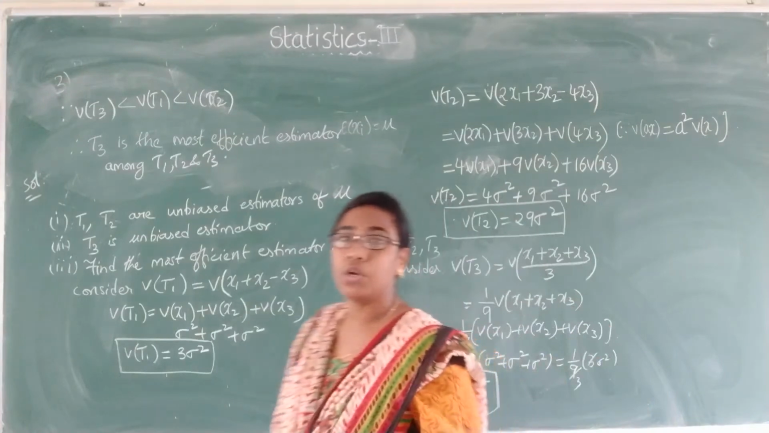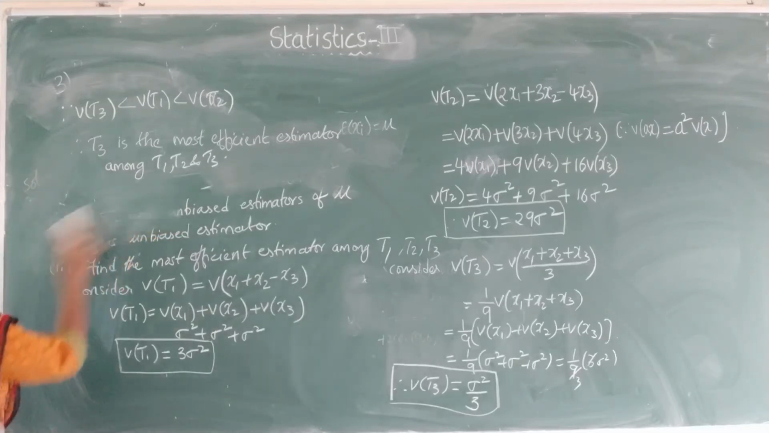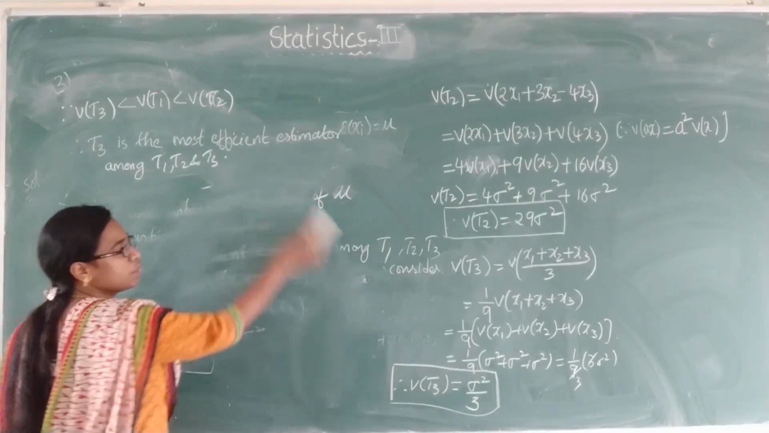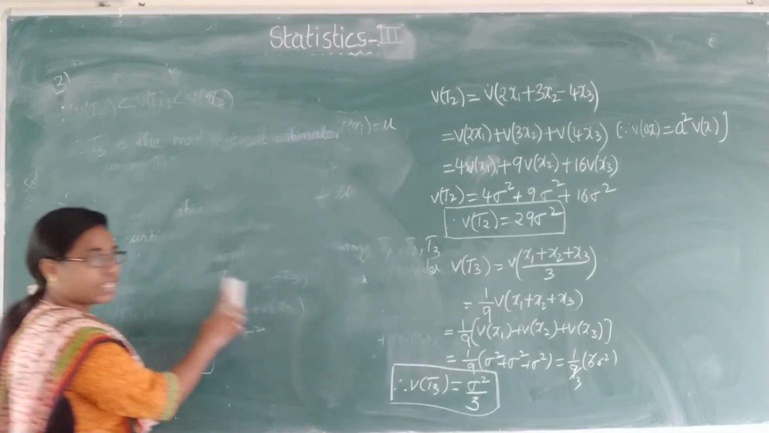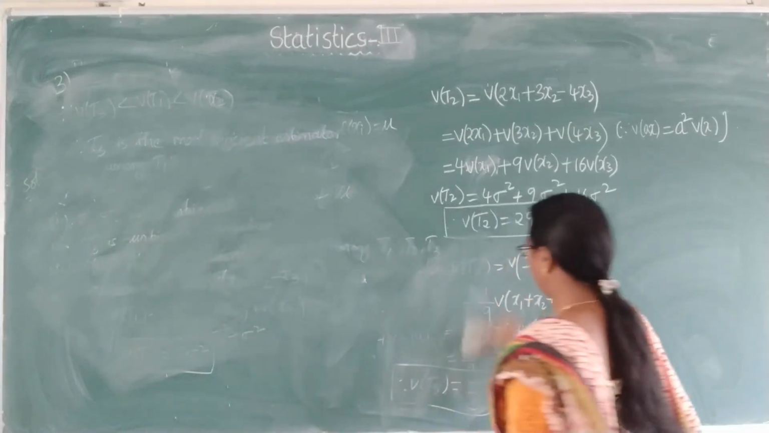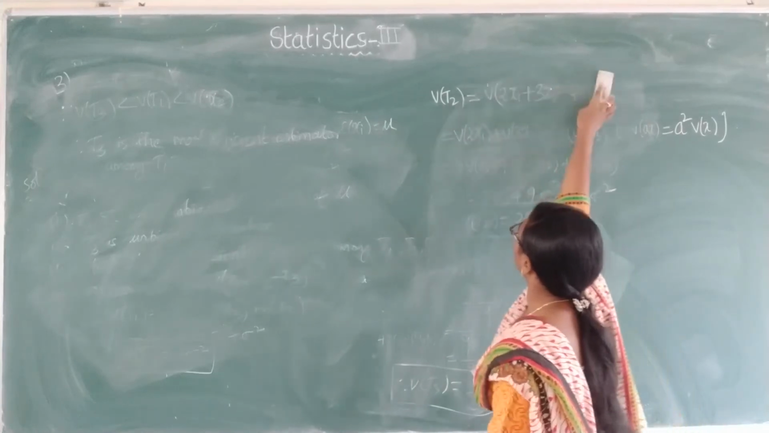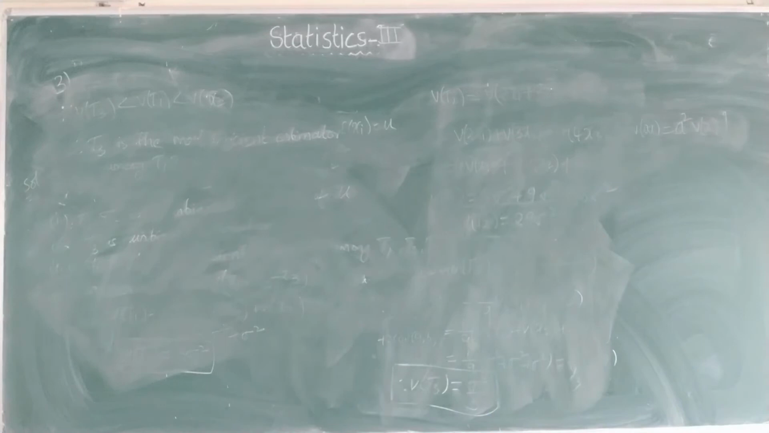Now we'll move on to the next problem. So we'll go to the fourth problem now. The fourth problem is also related to unbiasedness only. There are two more problems related to unbiasedness. After that, we'll start the next problems related to consistency. These are the combined problems related to unbiasedness and efficiency.